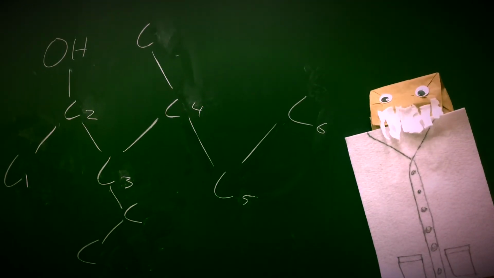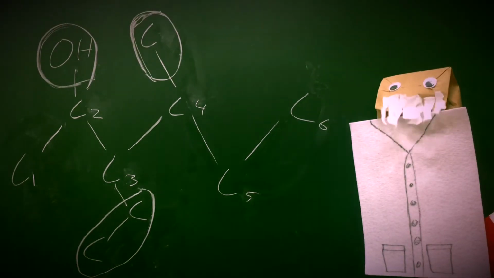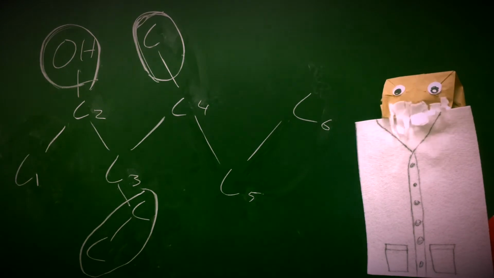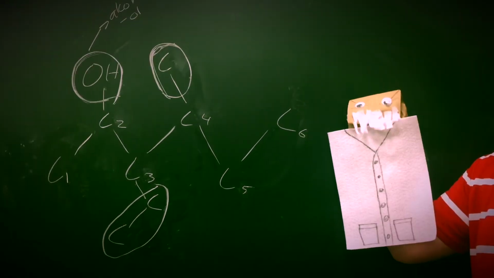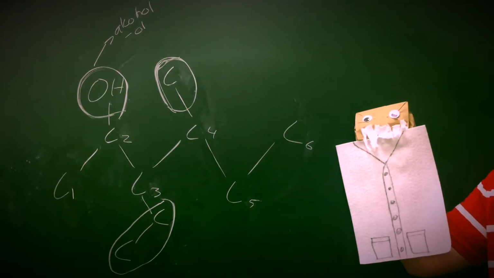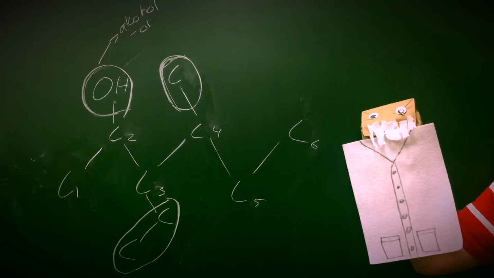Next, we must find the branches off the parent chain and name them. Now let's start with naming the first branch, which is a hydroxyl attached to a carbon. Referring back to our functional groups, we find out that a C connected to a hydroxyl group is called an alcohol and has an OL or ol suffix.